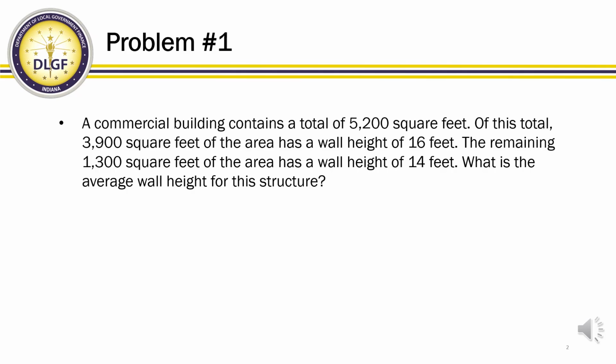Now let's go ahead and take a look at problem number 1 in your problem packet. A commercial building contains a total of 5,200 square feet. Of this total, 3,900 square feet of the area has a wall height of 16 feet. The remaining 1,300 square feet has a wall height of 14 feet. The problem wants to know what your average wall height is. Go ahead and work on this problem and we will review the answer on the next slide.